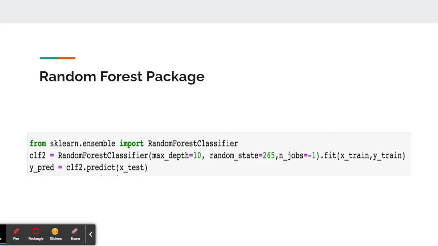The details will be shared in the results and evaluation section.